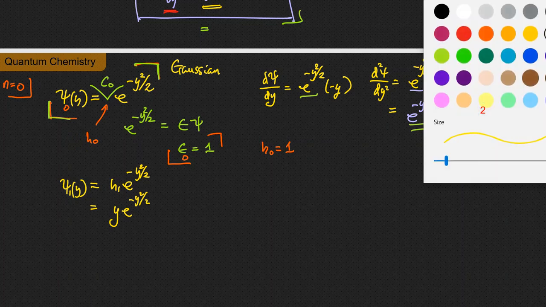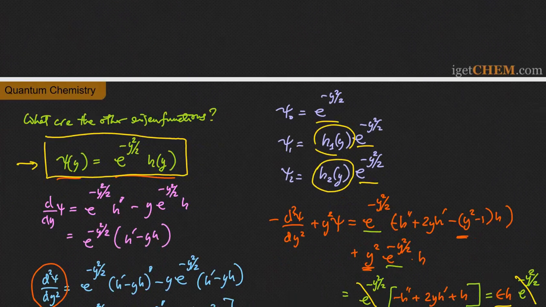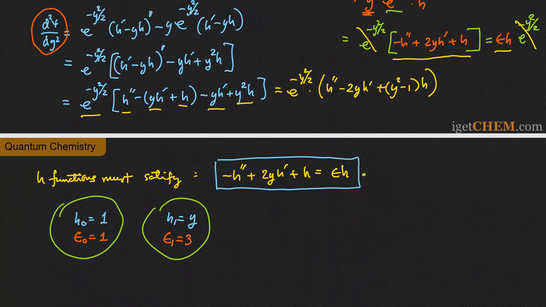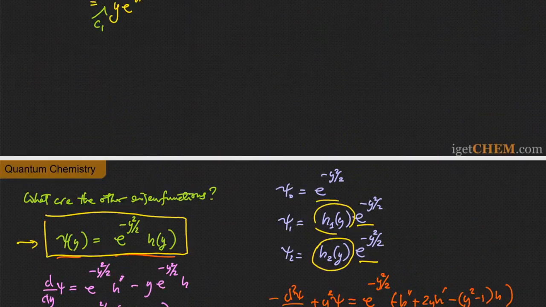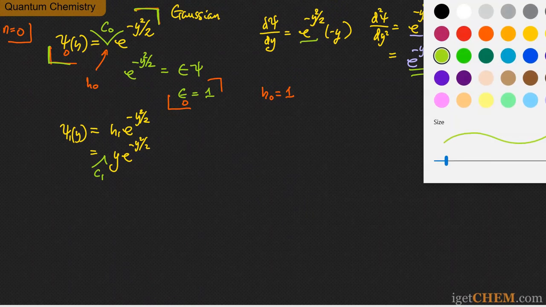Again, there is a normalization C1, which we cannot figure out by solving the Schrodinger equation or this equation for h right there. So we are not going to be able to figure that out. But the functional form of the eigenfunction does not depend on what that normalization coefficient is.